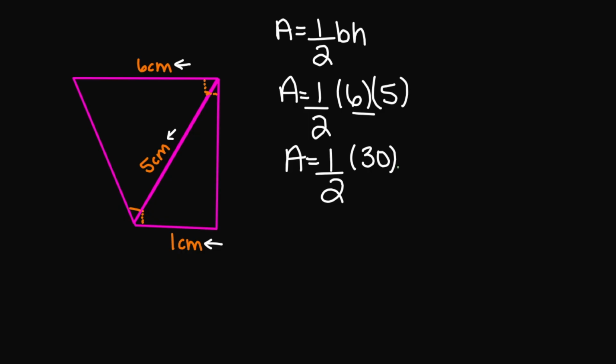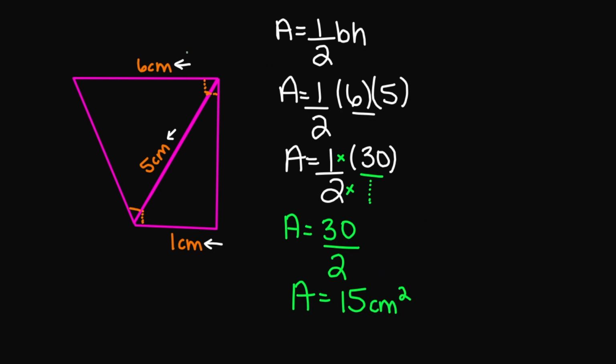And then remember, when you are multiplying fractions, your 30 has an imaginary 1 under it. So if you multiply across your numerator, 1 times 30, this is going to be 30. And then your denominator, 2 times 1, this is going to be 2. So A equals 30 divided by 2. This is going to be 15 square centimeters.